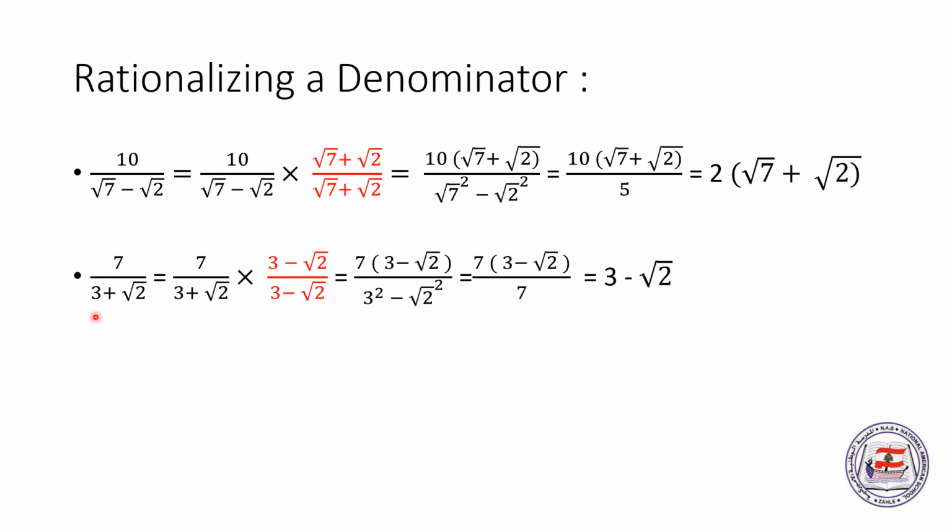Taking another example, 7 over 3 plus radical 2. Since we have 3 plus radical 2, we need to multiply the numerator and the denominator by the conjugate of this factor, which is 3 minus radical 2. And we get 7 into 3 minus radical 2 over 3 squared minus radical 2 squared. So we get the reduced fraction 7 into 3 minus radical 2 over 7, and as final answer 3 minus radical 2.